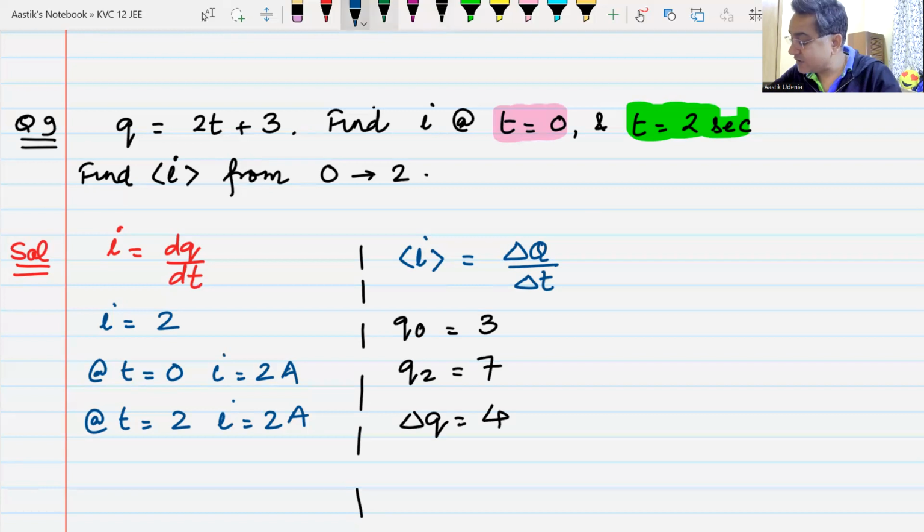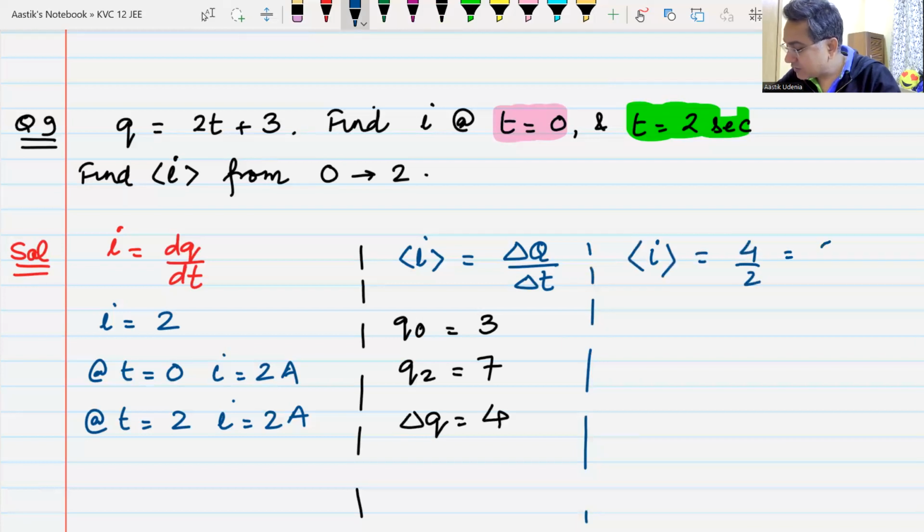So, what is the average current? Average current is also coming same, 4 divided by 2, which is 2. Average current is coming same as instantaneous current. Why is that happening? Because current is constant. Do we understand this? Yes, sir. I'll give you 2 minutes to note this down.